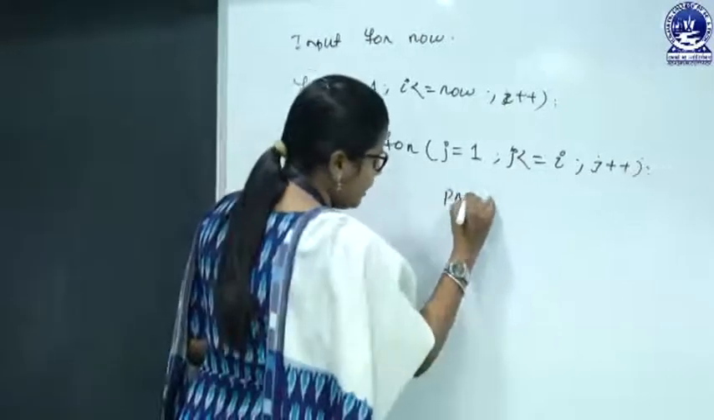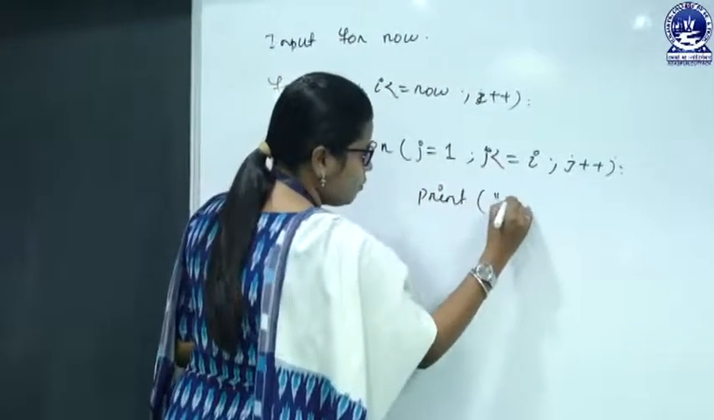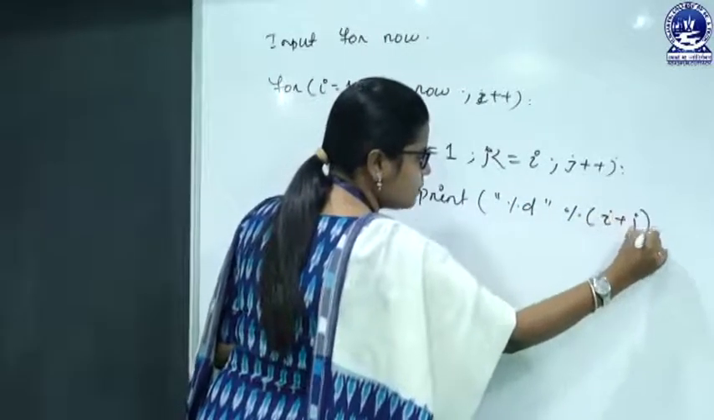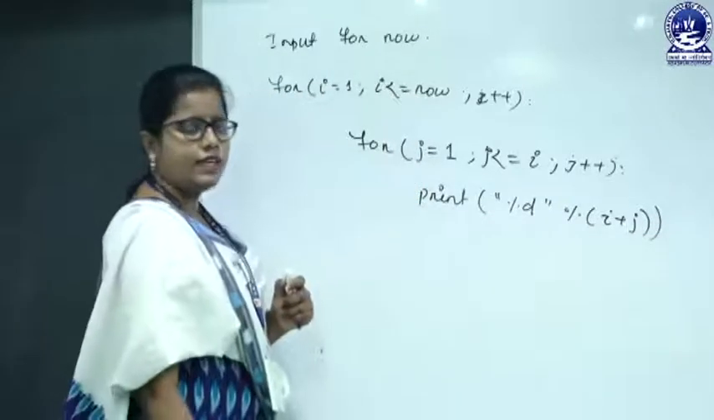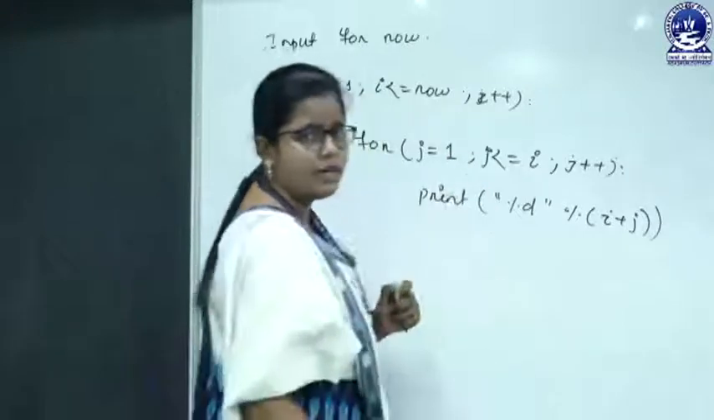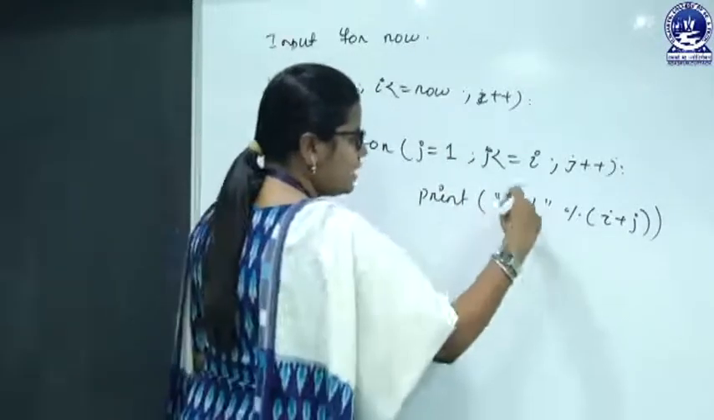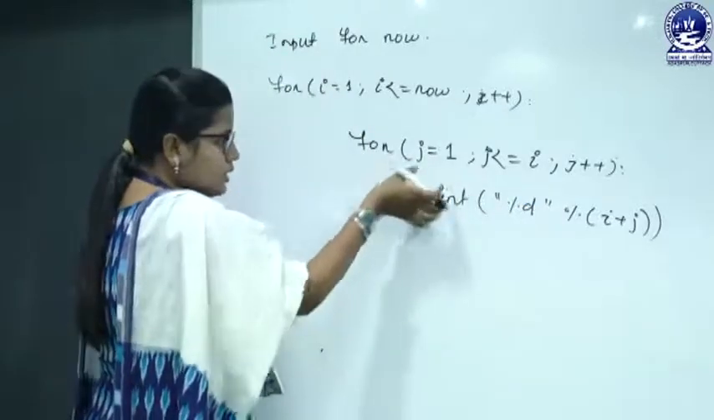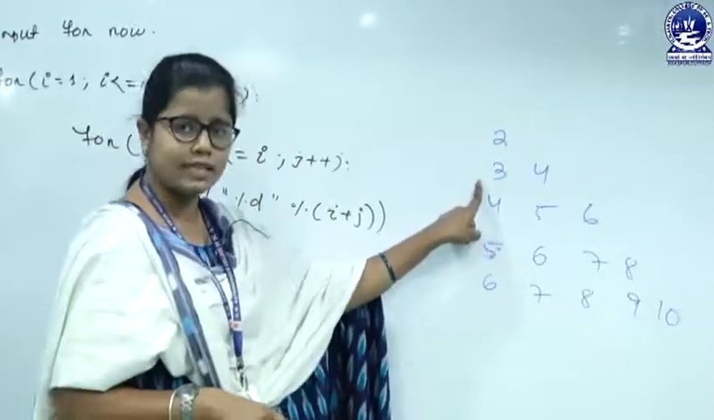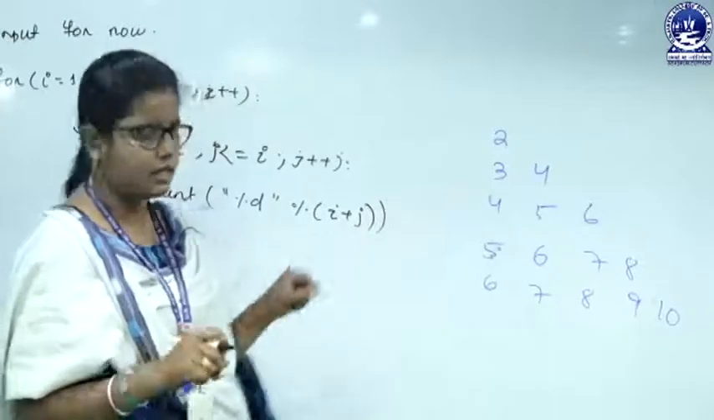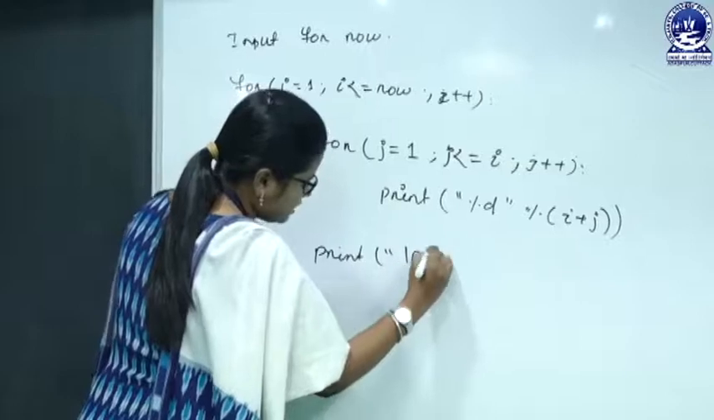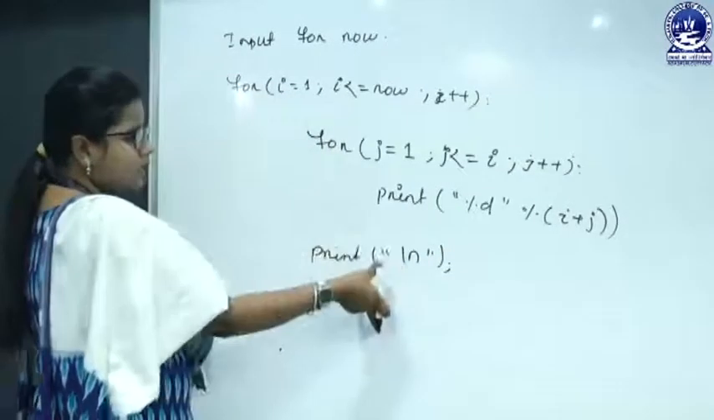So here we need to print percentage d, here I plus J. So we need to print I value and J value. Whatever the summation value, that will get printed on the display screen. After displaying this, we have to come out of this inner loop. Once it prints, I have to come to the next line. For that we have the slash n, so we need to print slash n. Then this will be ended.